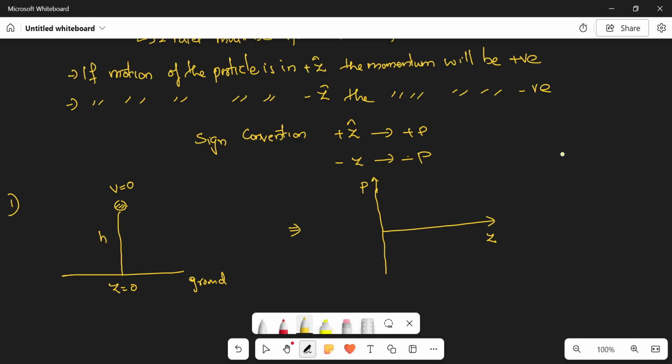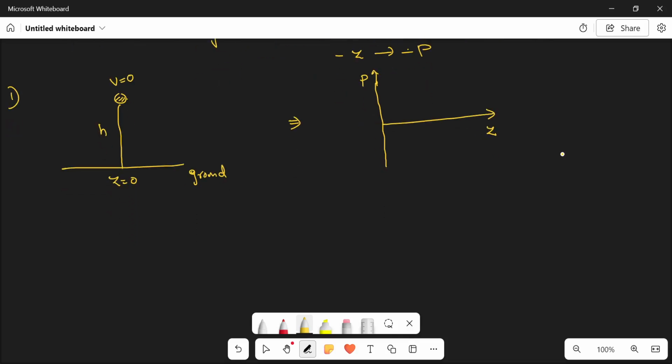Now, let's see. The ball is bouncing, and this is a mechanical process. The only force involved in this process is gravitational force, and gravitational force, as we all know, is a conservative force. So the mechanical energy remains constant. Now what is the energy? E is equal to the total energy: E is equal to half mv square plus the potential energy mgz.